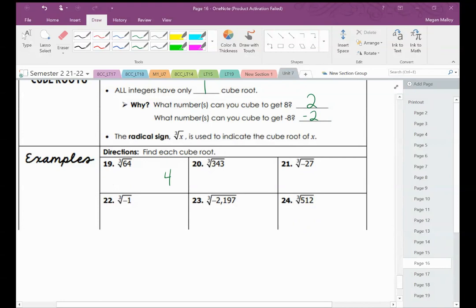What number times itself 3 times gives us 343? That's 7. What number times itself 3 times gives us negative 27? That would be negative 3. Negative 3 times negative 3 times negative 3. Cube root of negative 1 is negative 1. Cube root of negative 2,197. That one would be tricky to do in your head, but maybe you can have it memorized. That's negative 13. And then the cube root of 512 is 8.